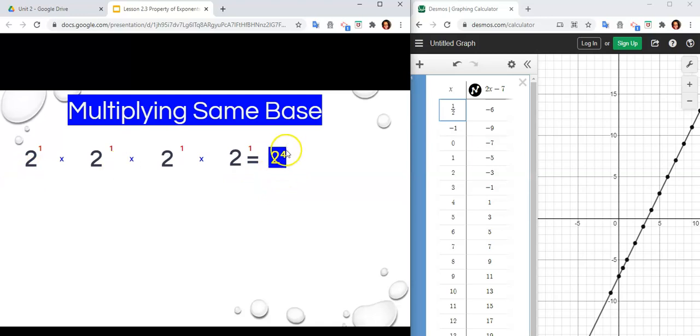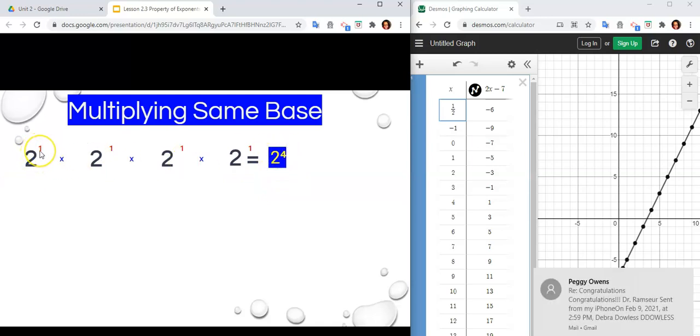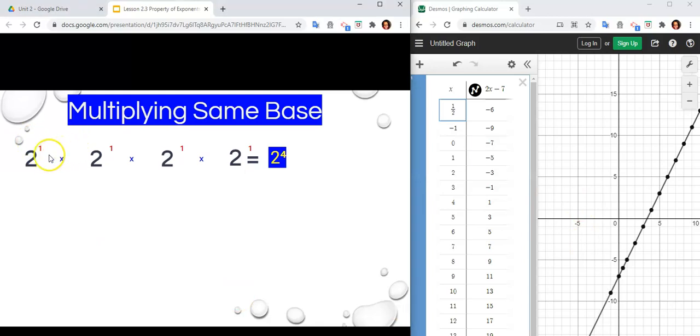Now, how did I get to the 4th power? That's because basically all these exponents, I've added them together. I added 1 plus 1 plus 1 plus 1, and it gave me 4. I kept my base and I just added the exponents. And so this 2 times 2 times 2 times 2 is the same thing as saying 2 to the 4th power. Now let's look at another example.